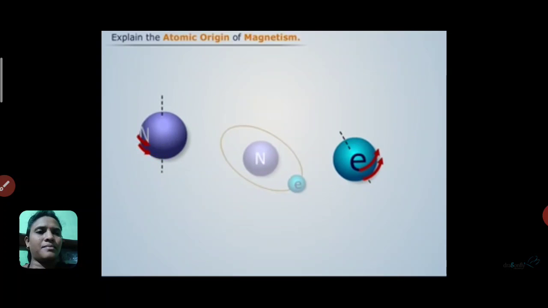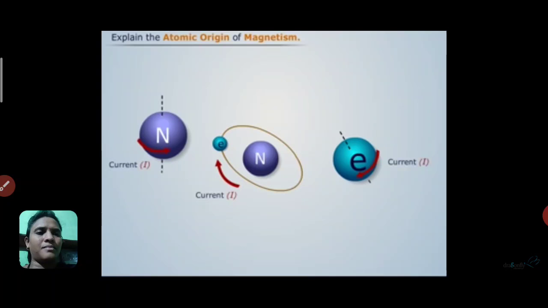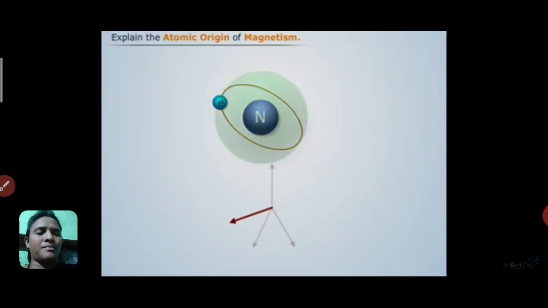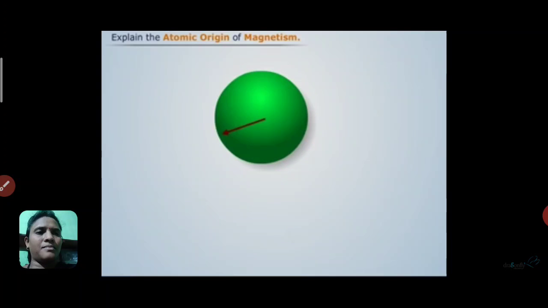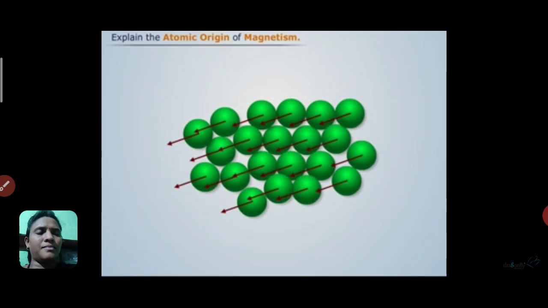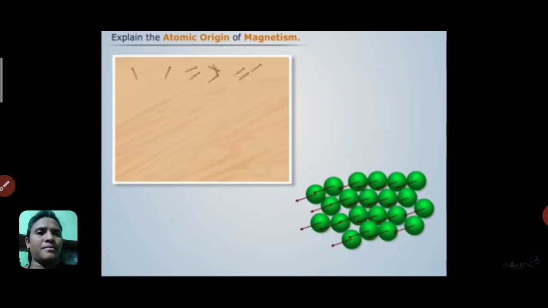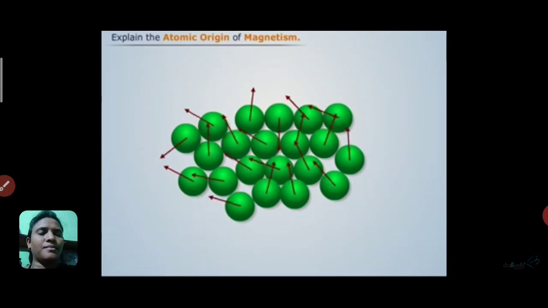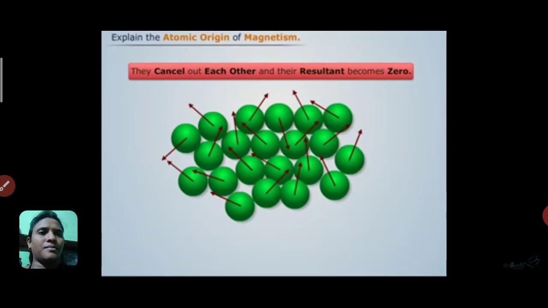Similarly, in an atom, the rotation of nucleus and the revolution and rotation of electrons indicates the flow of small currents in them. This flow of current induces magnetic moments. The resultant of all the magnetic moments gives the net magnetic moment of the atom. Now, if all the magnetic moments induced in the material are in the same direction, then the material behaves like a magnet without any application of external magnetic field. But if all the magnetic moments induced in the material are in different directions, then they cancel out each other and their resultant becomes zero.